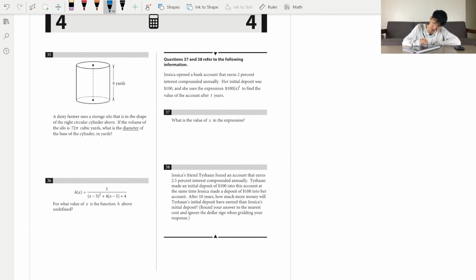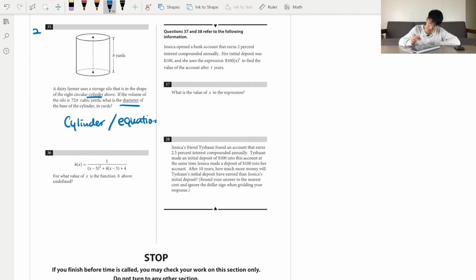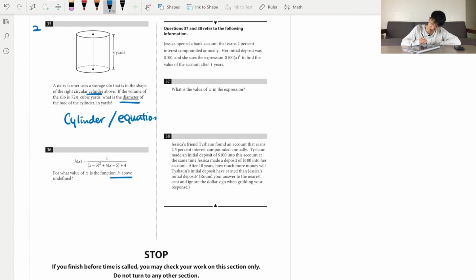I see a cylinder, and you're looking for the diameter. So it's a cylinder and equation problem. Difficulty level 2. When h is undefined, that's a domain. Difficulty level 2.